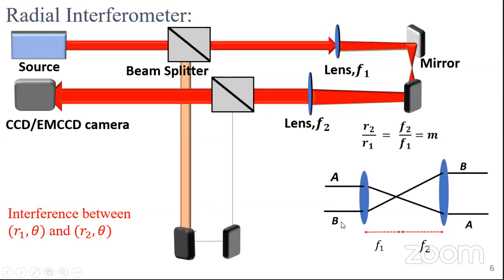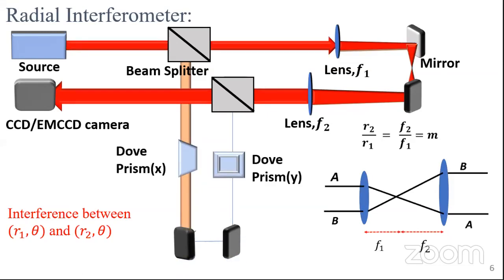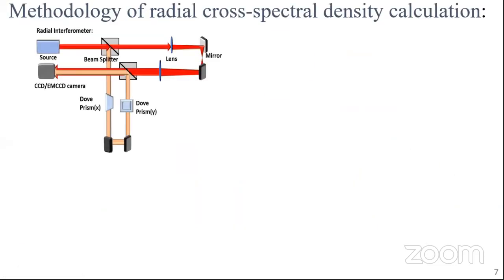To account for that, we introduce two more prisms in the other arm, such that the beam in this arm also gets inverted by the same amount, x to minus x and y to minus y, such that when they fall on the detector camera, there is no angular tilt between them. Now we have this radial interferometer.